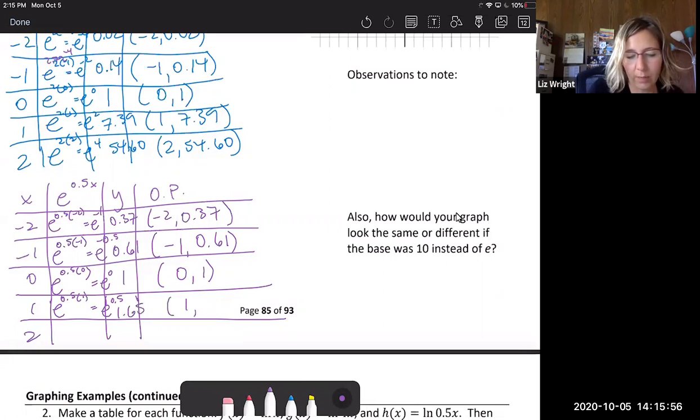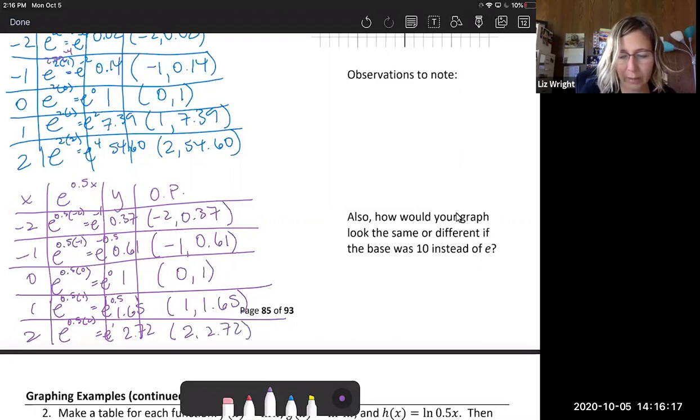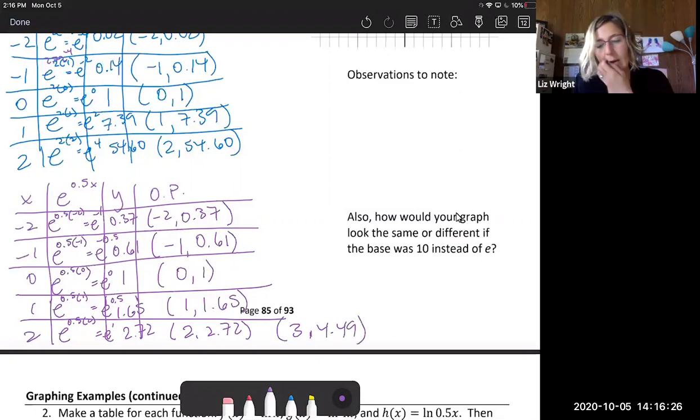So we have 1 comma 1.65. And then e to the 0.5 times 2 is going to give us e to the first, which is only going to give us 2.72. And then we've got 2 comma 2.72. And I'm just going to give you one more ordered pair so we can graph it as well. And it's going to be 3 comma 4.49. So this one does not grow nearly as fast.